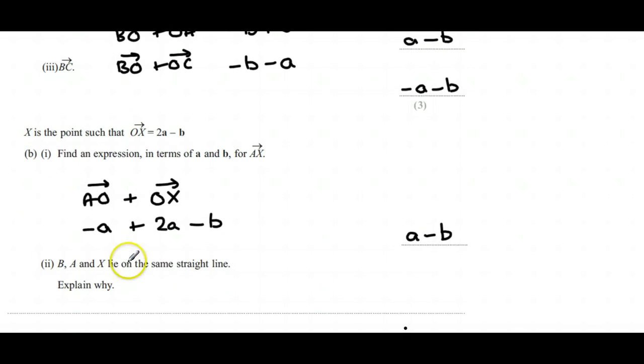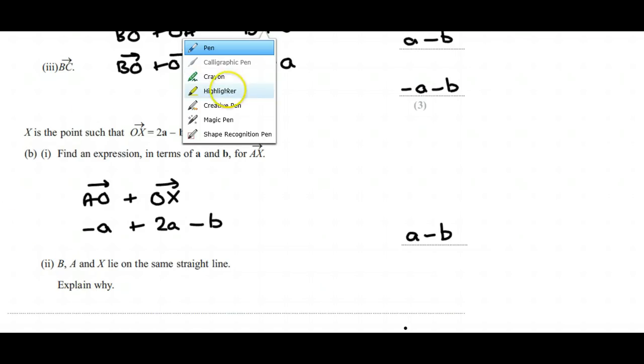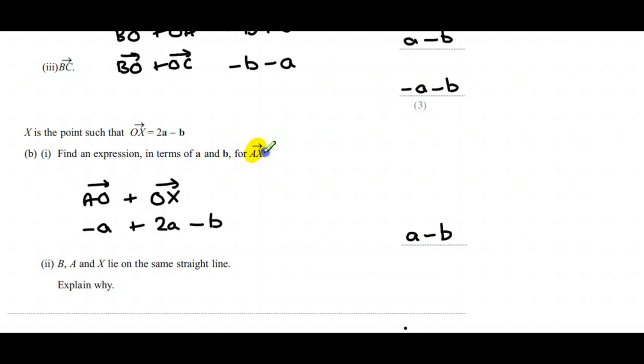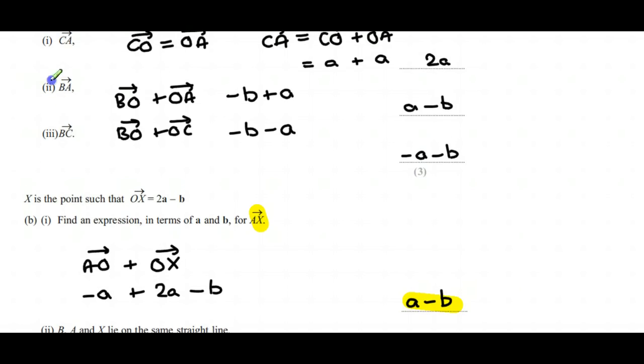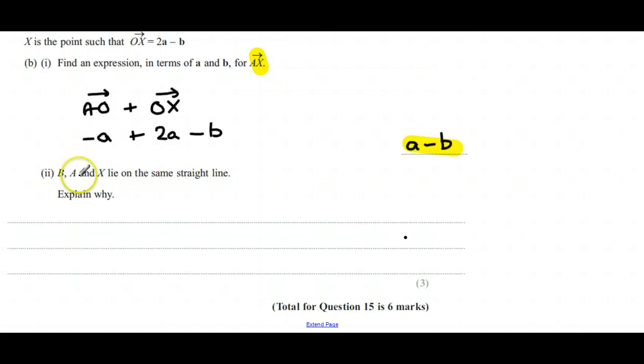B, A and X lie on the same straight line. Explain why. Well, what you should notice is that when we worked out the vector for AX just now, it was A minus B, and when we had to find BA earlier, it was A minus B. So the fact that it's the same vector has two implications.